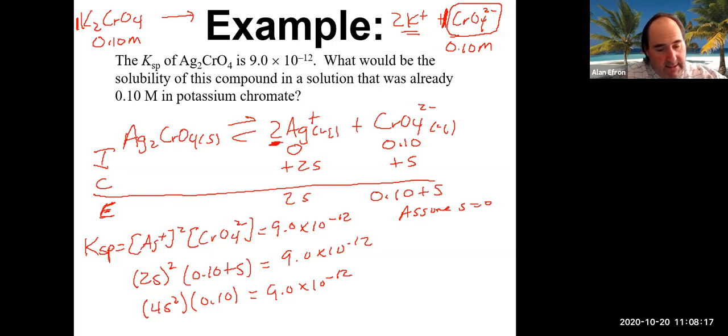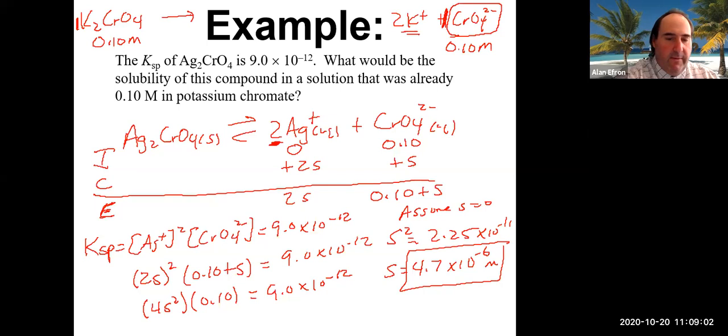We're going to basically divide to the other side by 0.4. And the reason it's 0.4 is because 4 times 0.1 gives us 0.4 on the left-hand side. So 9 times 10 to the minus 12 divided by 0.4, and then that gives us s squared is equal to 2.25 times 10 to the minus 11. We want to square root it. So a little square root action. And that gives us a grand total here of 4.7 times 10 to the minus 6 would be the solubility of our silver chromate in a solution that already contains chromate in there.